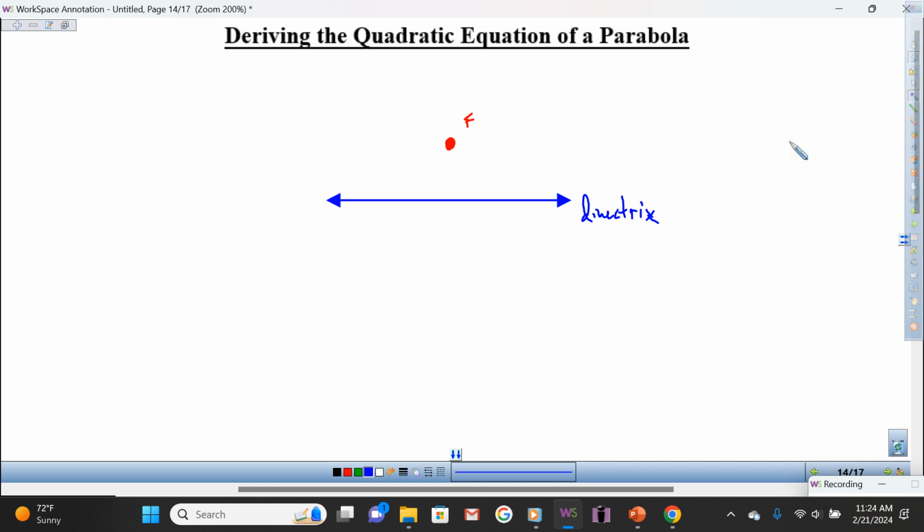So, here we go. To get started, we need a couple points here. So to get started with a parabola, we need a point right here between the focus and the directrix. I'm doing that one in black. Okay?